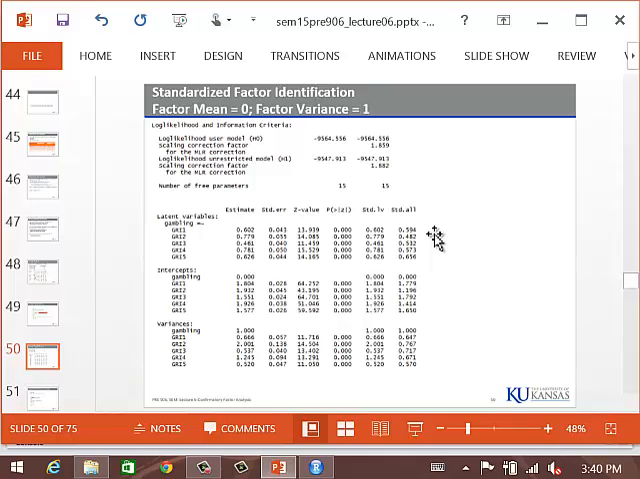Does that help? Can I ask one question? Please do. This is great. So in the book, it differentiates between completely standardized and standardized. Yes. Can you clear that up?